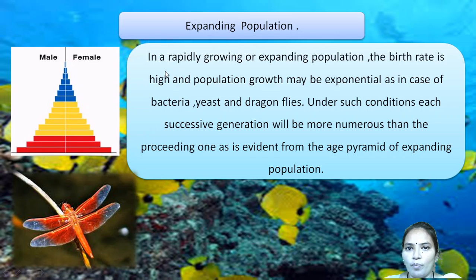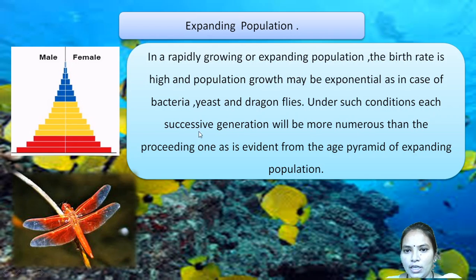In an expanding population, a rapidly growing population, the birth rate is high and population growth may be exponential, as in some bacteria, yeast and dragonfly. Here we can see a dragonfly whose population is an expanding type of population. These red bars are indicators of newborn, whereas this is the pre-reproductive age, this is the reproductive age and this is the post-reproductive age.